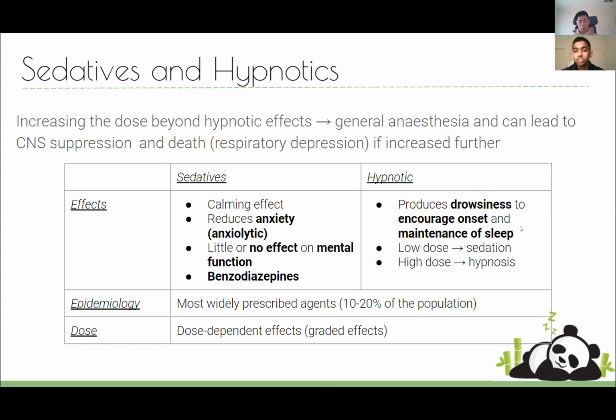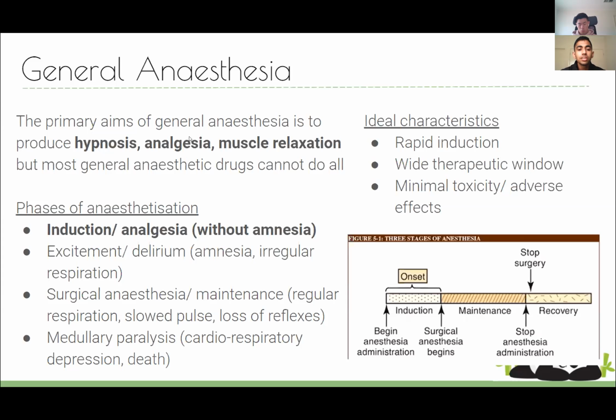So general anesthesia is basically when we're using strong, high dose anxiolytic drugs. And there's a few ones we can use. There are a few different types of drugs. But the triad of effects that you need to know that they're producing is hypnosis, analgesia, and muscle relaxation. Some of them can do all of them, but not many. Most of them only do one or two.